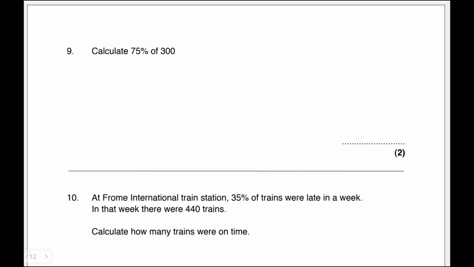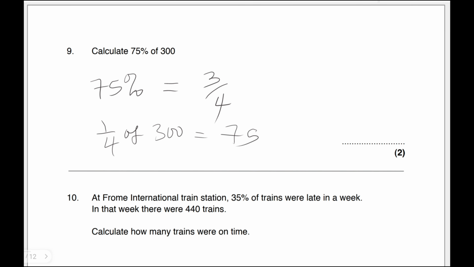75% of 300. So what would that be? So 75% is a special percentage which equates to 3/4 of something. First of all, what is 1/4 of 300? Half of 300 is 150. So 1/4 of 300 is going to be half of 150, which is 75. So 3/4 of 300 is going to be 3 times 75, which will be 225. So the answer is 225.